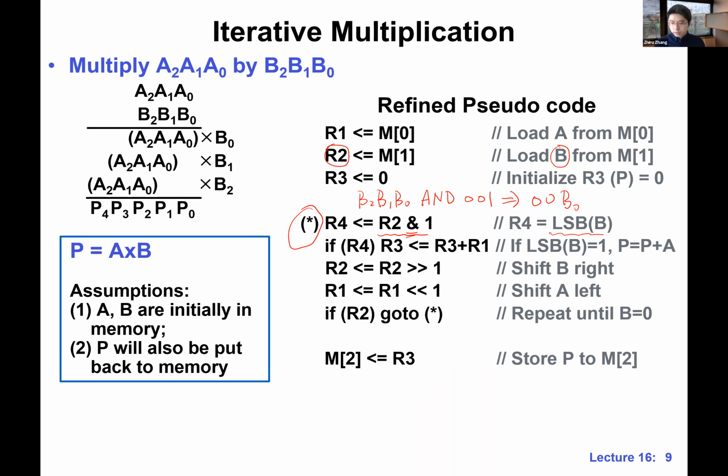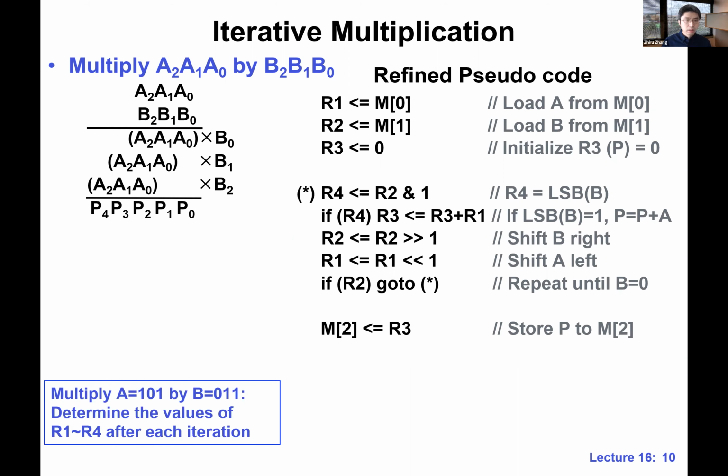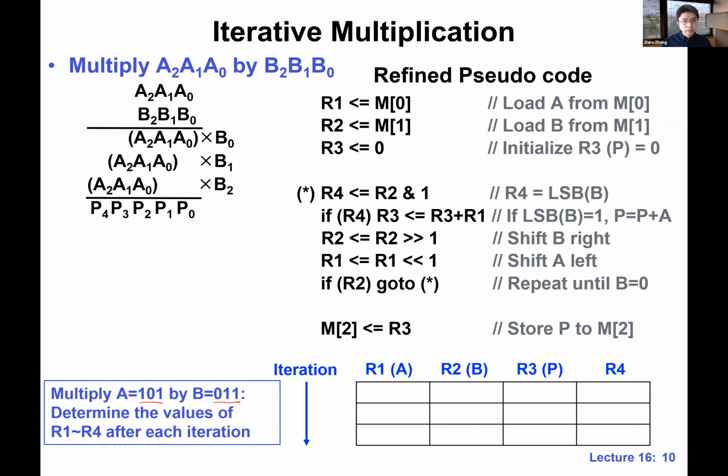Hopefully this is clear enough. If it's still not too clear, let's just do a quick exercise, just to make sure that everyone's on the same page. Now, let's look at this example that I've already shown. We are doing A times B, 5 times 3. A is 101, unsigned. B is 011. Let's try to fill out this table.